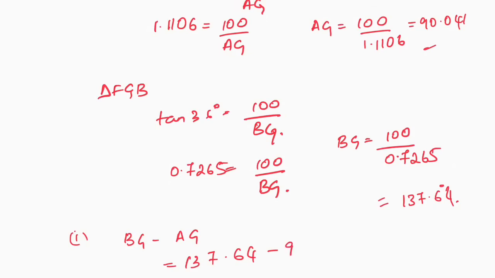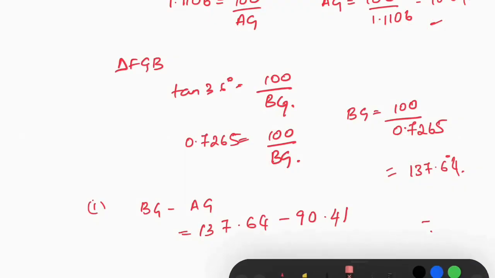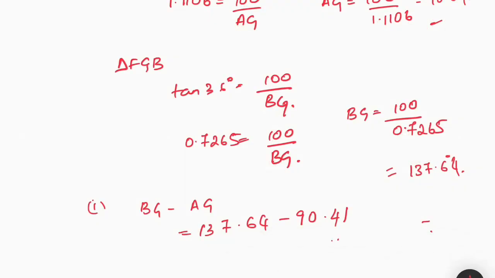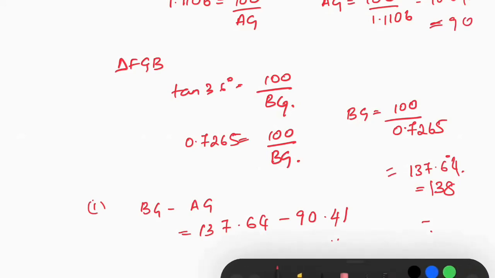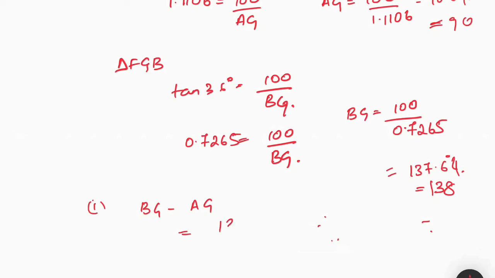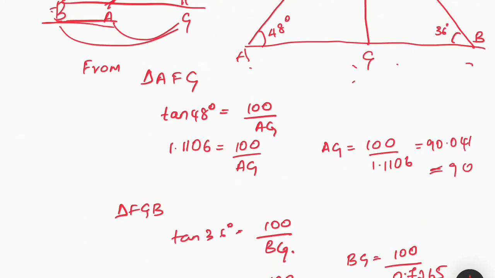So BG minus AG will be equal to 137.64 minus 90.41. Okay. So we need the answers in nearest meter. So 137.64 can be written as 138 and this can be written as 90, right? So we get, let me write the values directly. So we get 138 minus 90, that is equal to 48 meters.